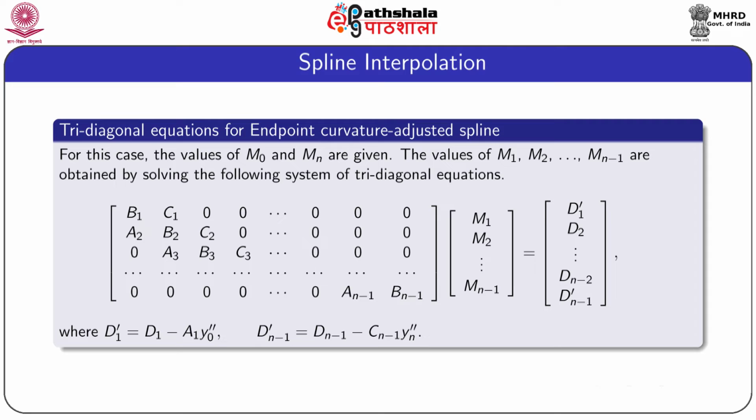Now, in case of endpoint curvature adjusted spline, the values of m0 and mn are given. That means the corresponding system of tridiagonal equations is written below. Here also note that the number of equations is n minus 1 and the number of unknowns is also n minus 1. Therefore, we can solve this system of equations uniquely if the coefficient determinant is non-singular, where d1 dash equal to d1 minus a1 y0 double dash and dn minus 1 dash equal to dn minus 1 minus cn minus 1 yn double dash. These are the known quantities.